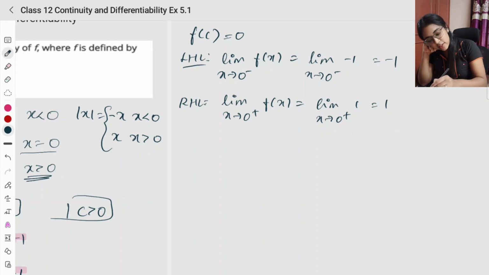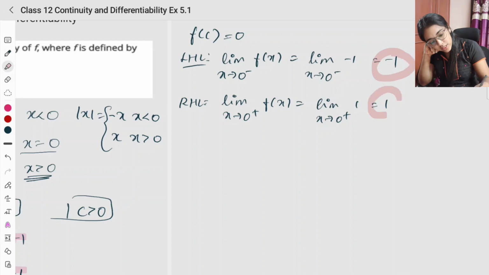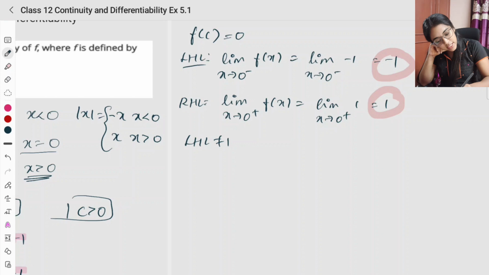But what do you see here? When I highlight, you see that the value here is minus 1 and the value here is 1. You see that the left hand limit and the right hand limit are not equal. If left hand limit and right hand limit are not equal, what does it mean? The limit does not exist.